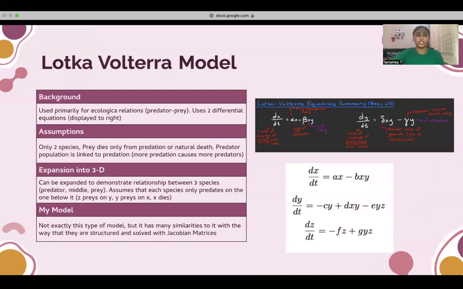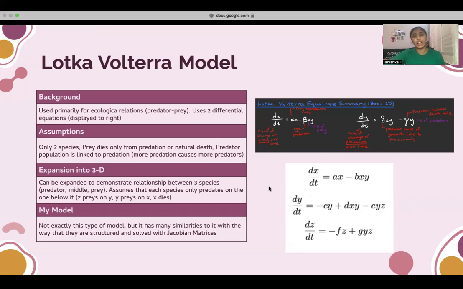So first, a Lotka-Volterra model in and of itself is a model that is used primarily for ecological predator-prey type relationships, and it uses two differential equations, as you can see here to the right, where X is the prey population and Y is the predator population. So these equations can be further extended into 3D to represent three species in a relation with Z preying on X and Y preying on X. Now, this is a very simple linear relationship between each of these variables, and it makes a lot of different assumptions, as you can see over here.